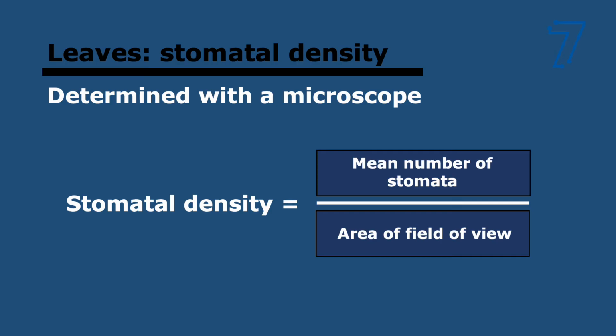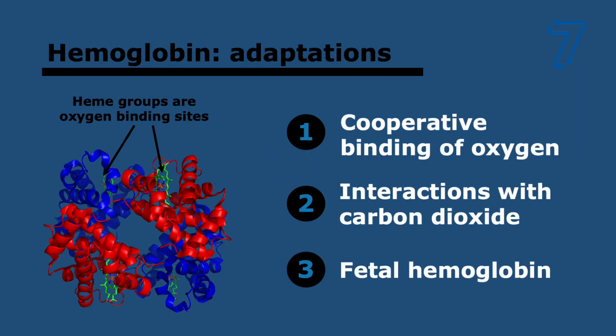And then this is actually really, really easy. It's just stomatal density. So you can look at a leaf through a microscope and calculate it, and it's the mean number of stomata divided by the area of field of view in squared millimeters. So just calculate the area and then calculate how many stomata you can see and do the division. Super simple. Okay, so now for HL.